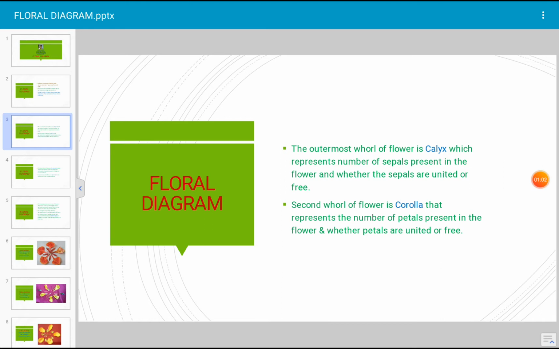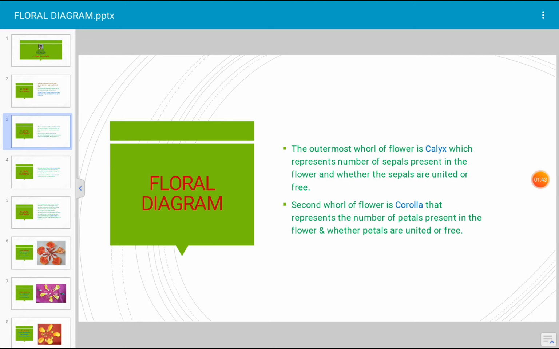In the flower, the outermost whorl is generally considered the calyx. Calyx is the outermost whorl of the flower. Calyx consists of sepals. How many sepals are present in the flower? If the calyx lobes or the sepals are 5, then in the floral diagram 5 calyx lobes are shown in the form of a drawing, which represents the number of sepals present in the flower, and whether the sepals are united or free is also expressed in the floral diagram.